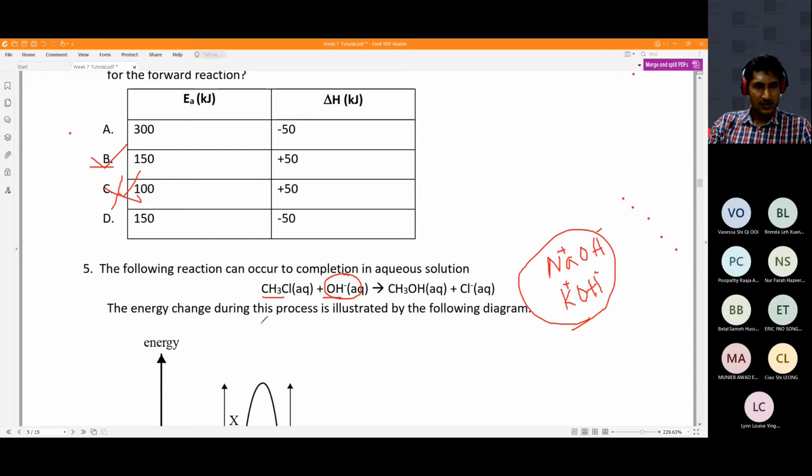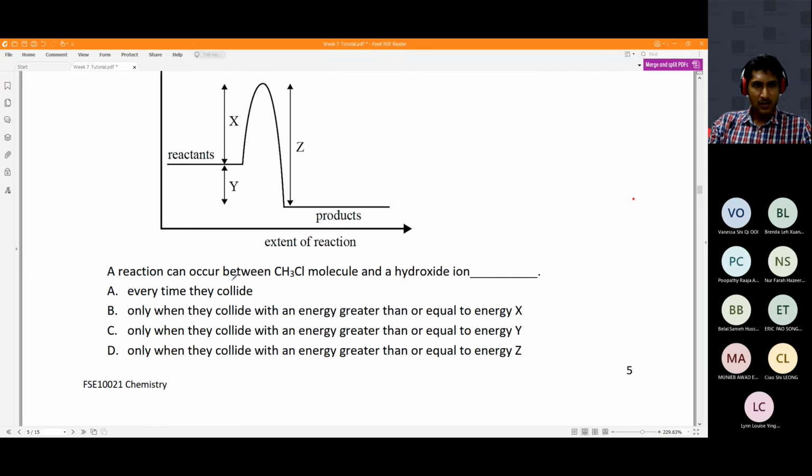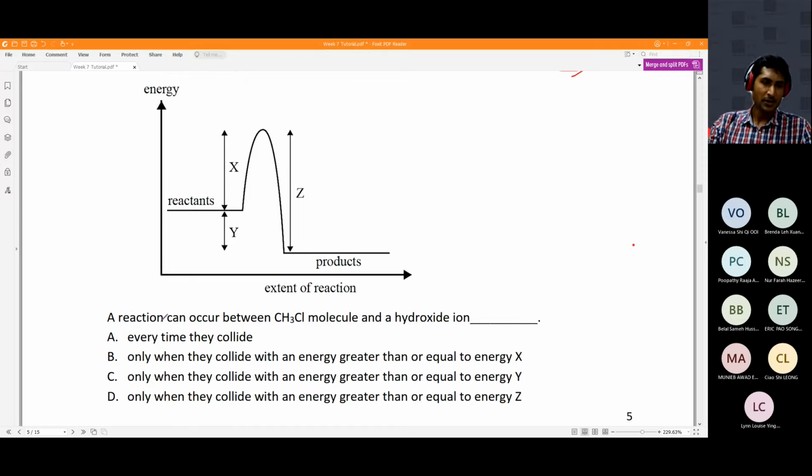The energy change during this process is illustrated by the following diagram. A reaction can occur between a methyl chloride molecule and a hydroxide ion. When will the reaction occur? Every time they collide, will there be a reaction? If not, you already know the answer, it is not true, but why? Can I ask anyone why, when they are colliding, there is no reaction? Consider this the main question.